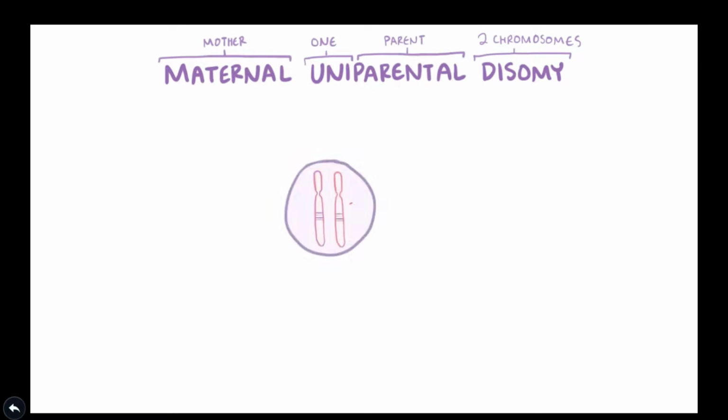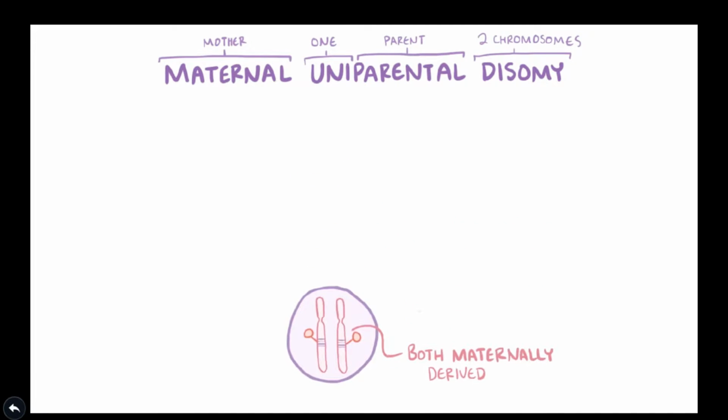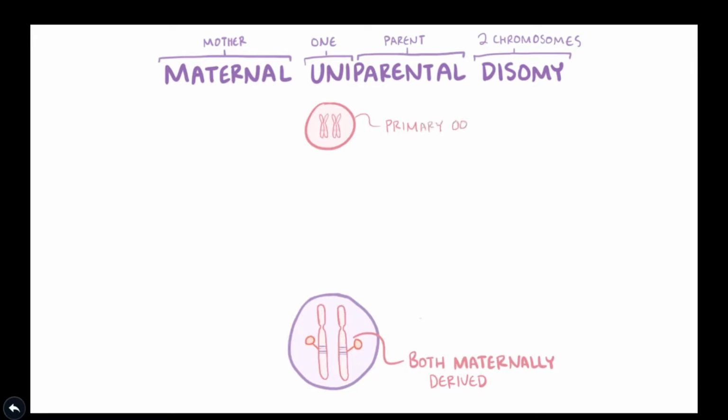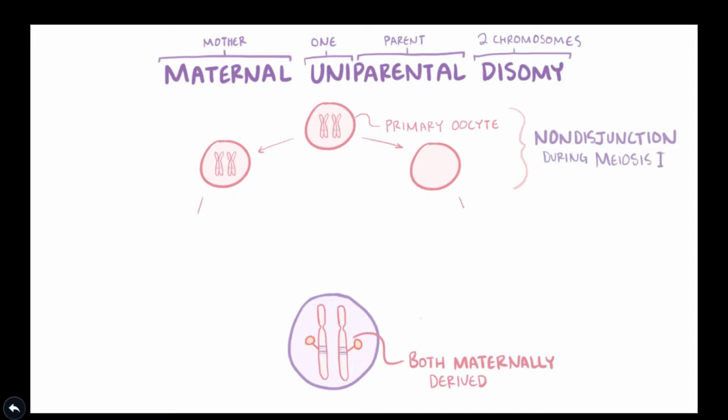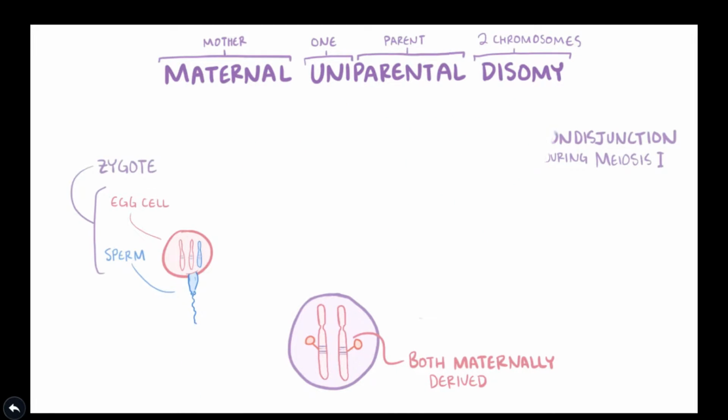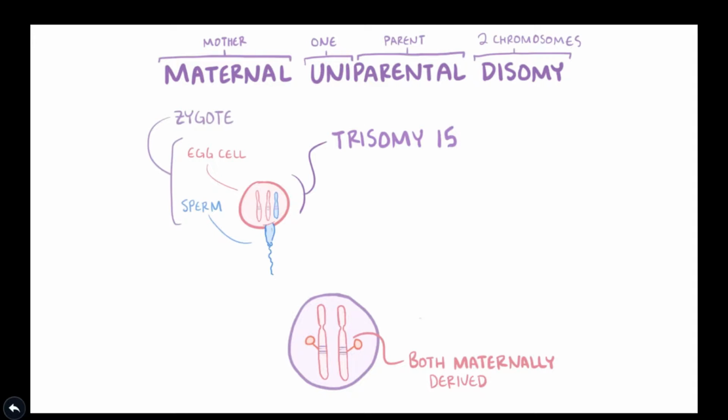If both copies of chromosome 15 were derived from the mother, that means all the Prader-Willi genes are methylated and therefore silenced, since there aren't any unsilenced paternal genes. This can happen when the primary oocyte in the female, which eventually becomes an egg cell, undergoes non-disjunction during meiosis I, which ultimately results in an egg cell with 2 maternal chromosomes. And after combining with a sperm cell, you get a zygote with 3 copies, called trisomy 15.